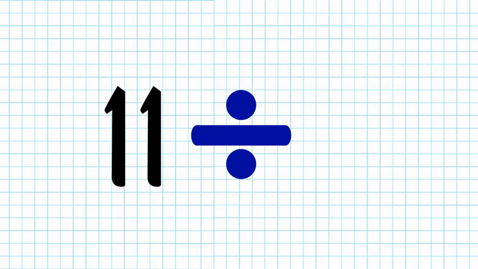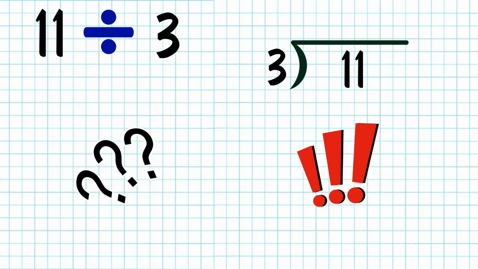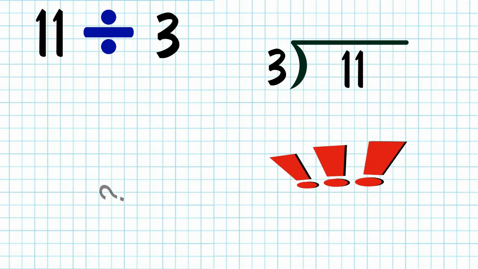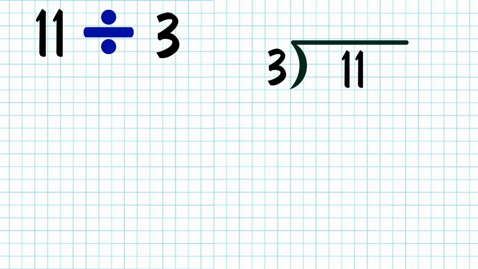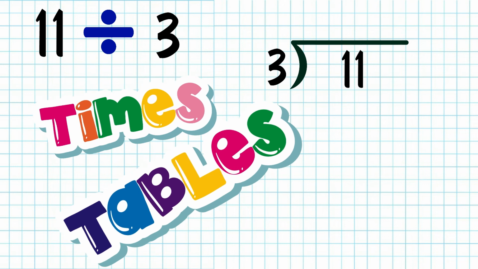11 divided by 3. Now, we will put 11 inside the symbol and 3 outside the symbol. So, how do we solve questions like this? What would be the answer? Here comes the part where you need to pay extra attention. To find the correct answer, you need to learn the times table by heart.